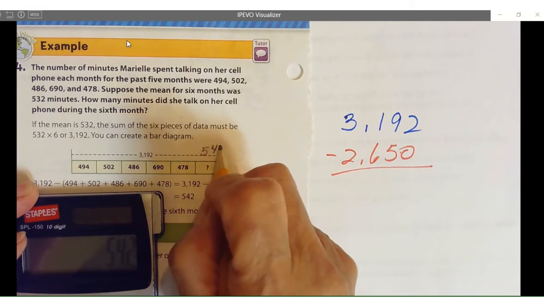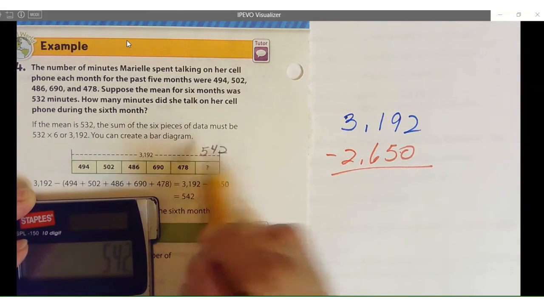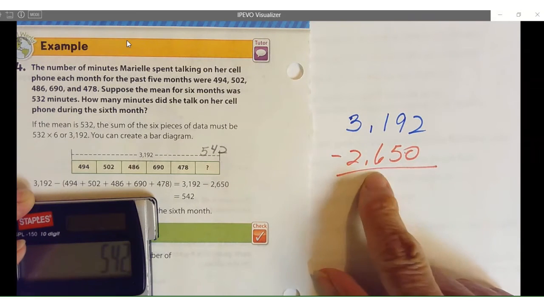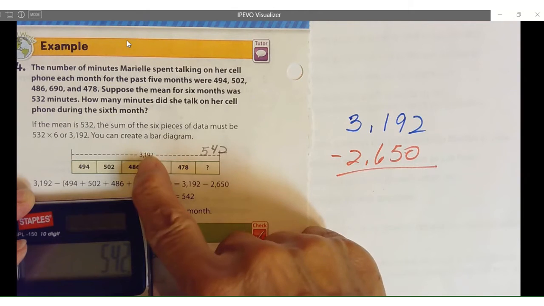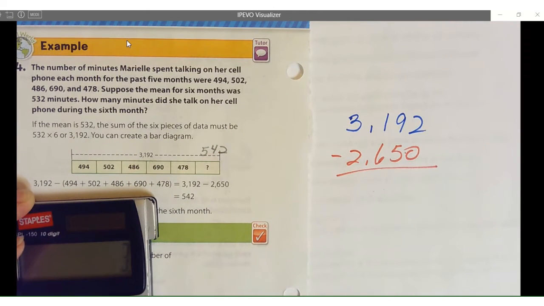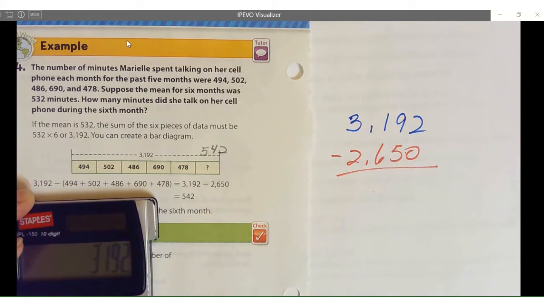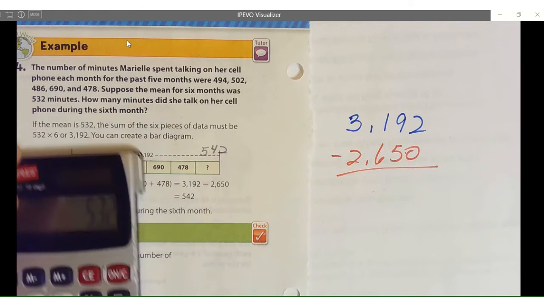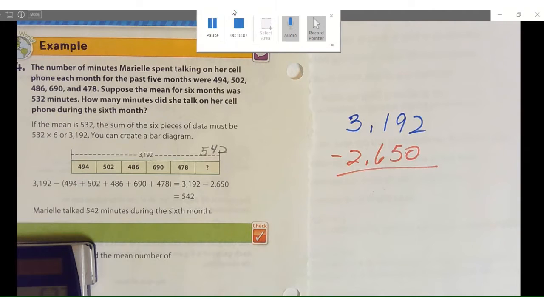Now we could check our work by doing the mean information here. So we know that 2,650 plus 542 is 3,192. 3,192 divided now by the 6 data points, and that's 532. So we're correct. Excellent.